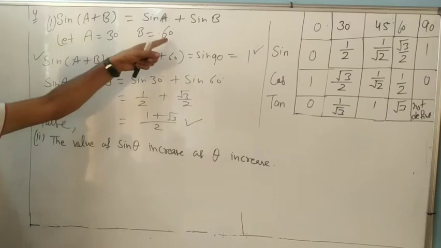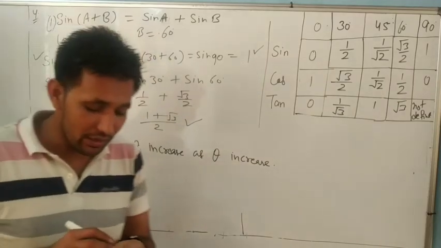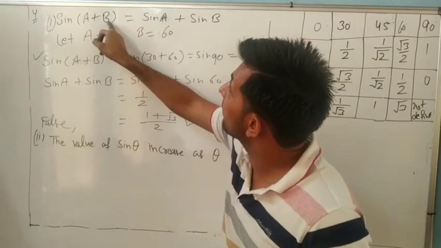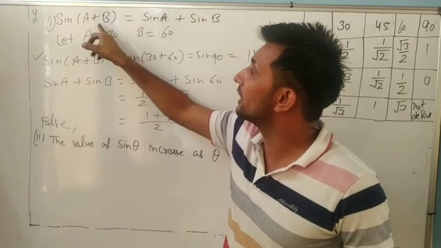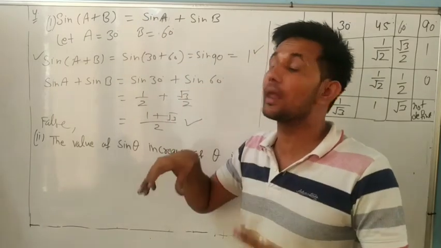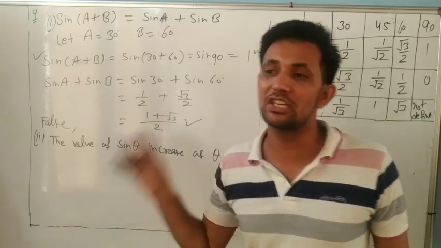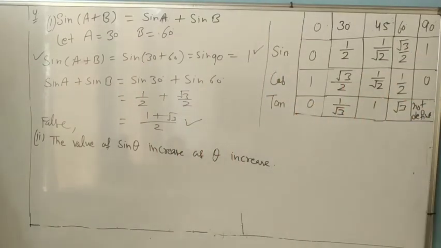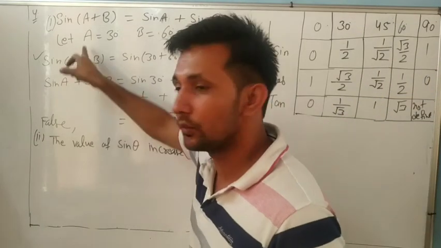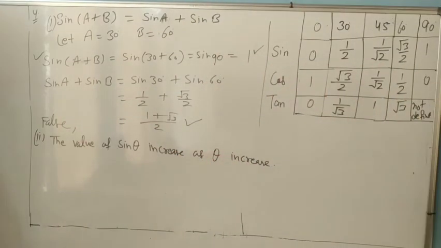If A is 30, B is 60. Whenever we take only these variables, it means they should be verified for all angles. But we will prove that they are not equal when A is 30 and B is 60 degrees. Note it down, dear. You will write it is false because we have already proved it. Now the second part.